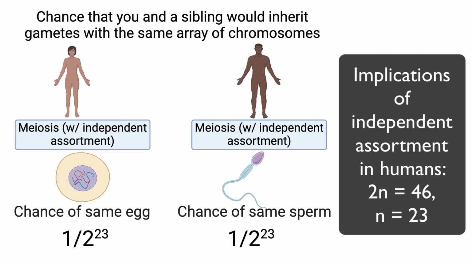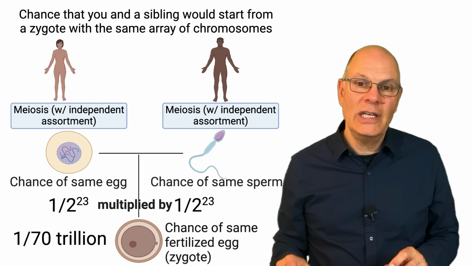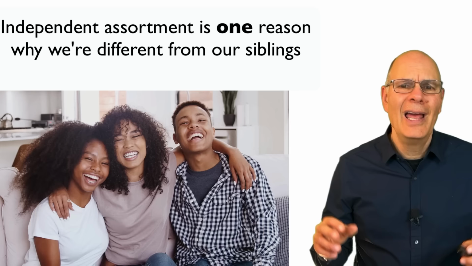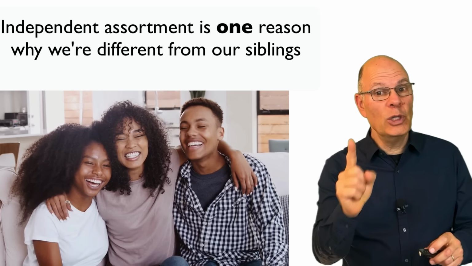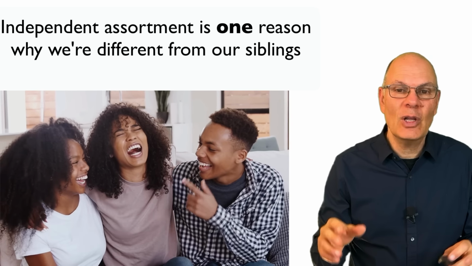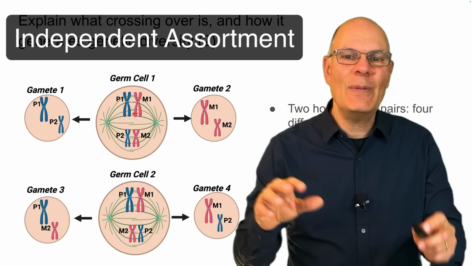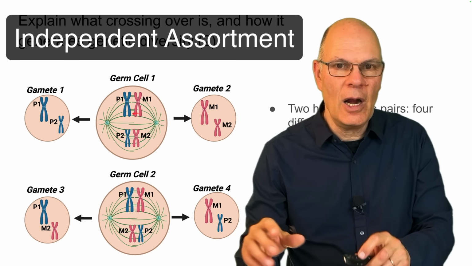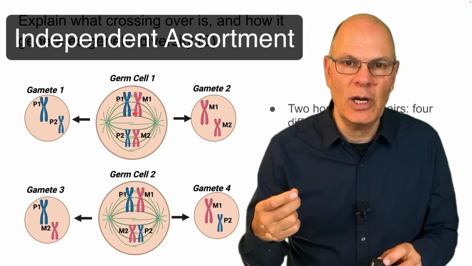So the same egg, it's 1 over 2 to the 23rd. The same sperm, it's 1 over 2 to the 23rd. You multiply those 2 together, and that's 1 in 70 trillion. You ever wonder why you're different from your siblings? This is only one of the reasons why. That's why meiosis is so phenomenal. So this is independent assortment. What every chromosome does is independent of every other chromosome pair, and that creates tremendous diversity in the offspring.